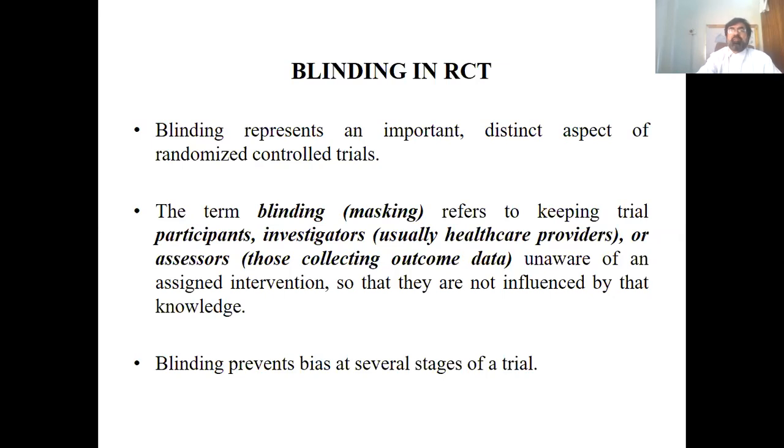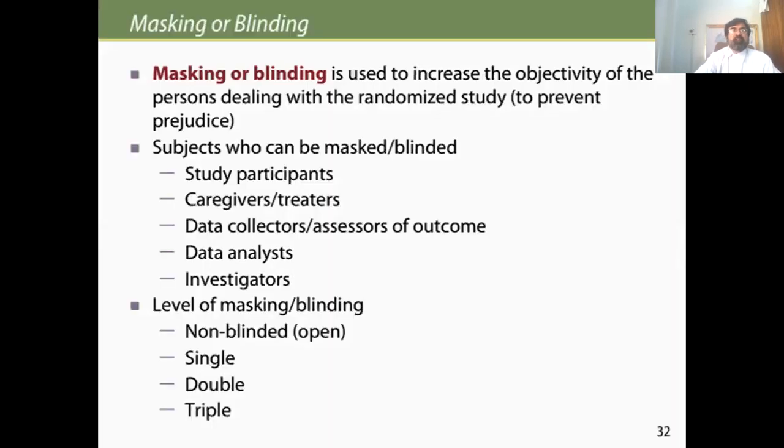The term blinding or masking refers to keeping trial participants, investigators, usually healthcare providers, and those collecting outcome data unaware of the assigned intervention, so that they are not influenced by that knowledge. Blinding prevents bias at several stages of a trial.